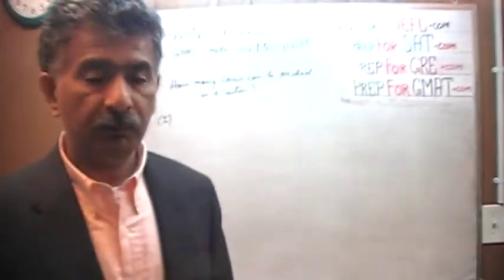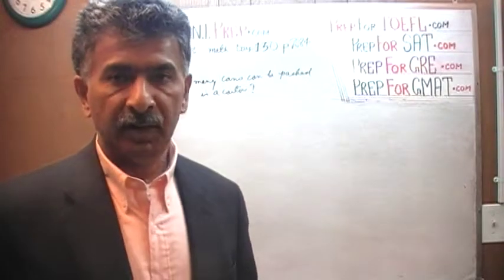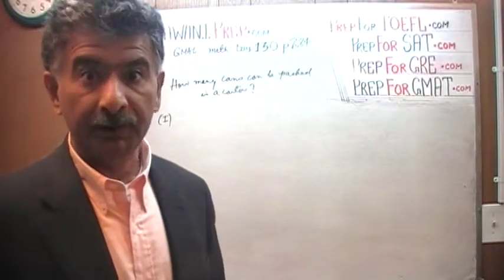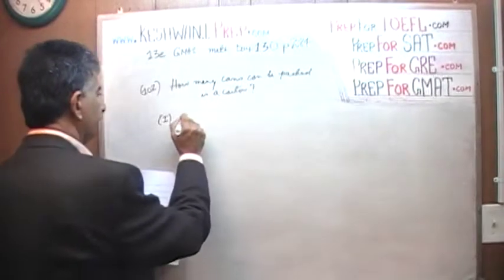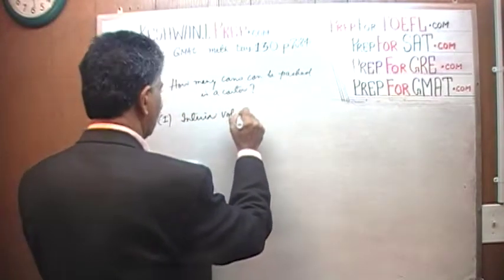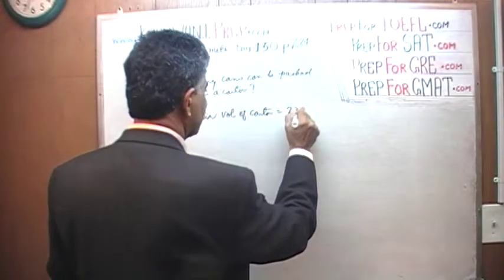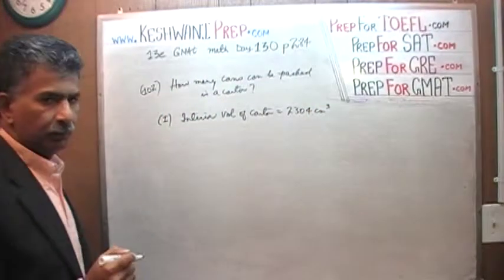We need to know something about the carton itself, how big the carton is, and we need to know a little bit about the cans, how big the cans are. We'll find out what happens at the end. In the first statement, they tell us that the interior volume of the carton is 2304 cubic centimeters or cubic inches, whatever.